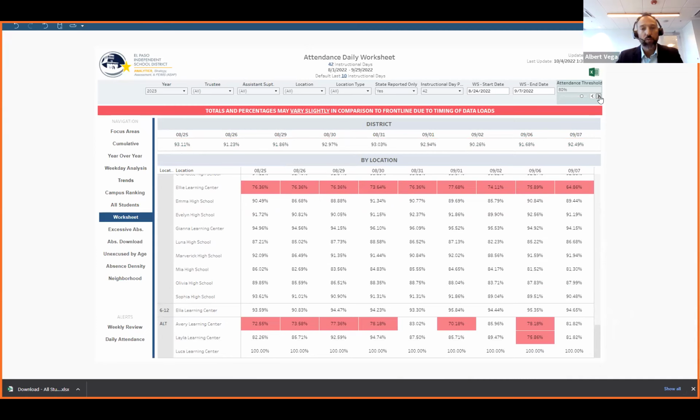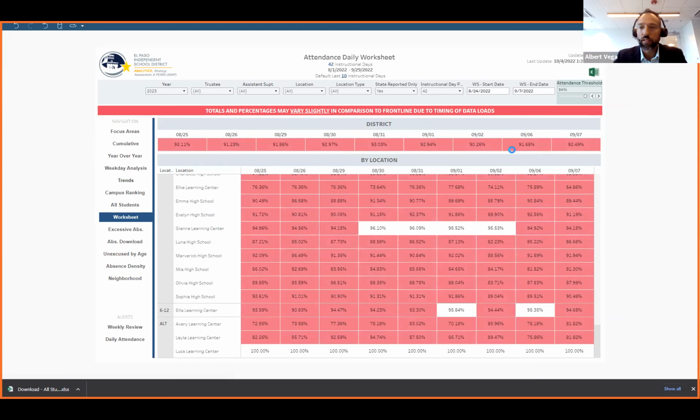By default, this dashboard or this page is set to the last 10 instructional days, but you can select any date range that you wish. As you adjust the attendance threshold, you can see that those days light up when they do not meet whatever number you put in the threshold. So I'm going to jump back to 94%.